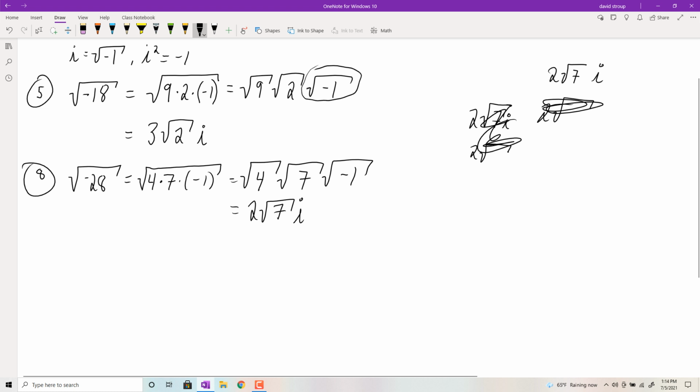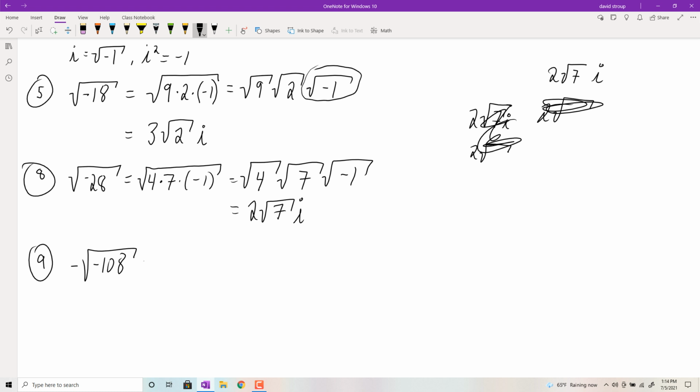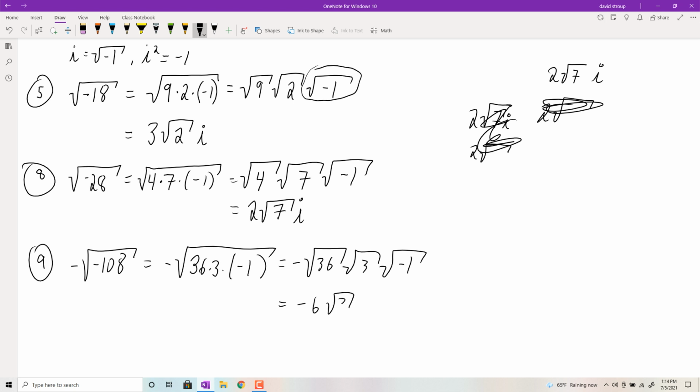Anyways, let's look at another one. Here I have negative square root of negative 108. There's a 36 in 108, so it'd be 36 times 3 times negative 1. And again, you're splitting this thing up: square root of 36, square root of 3, square root of negative 1. So this would be negative 6 square root 3 i.